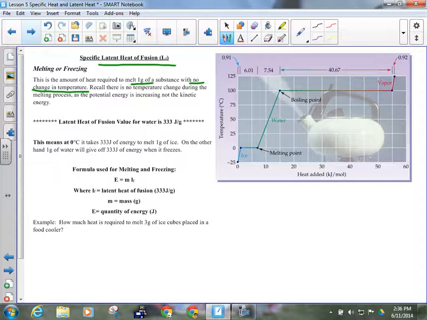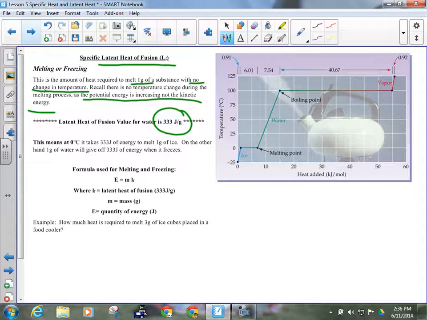All right, remember that when a state change is occurring, temperature is not changing. Okay, so there's no temperature change during the melting process as potential energy is increasing, not the kinetic energy. The latent heat of fusion for water is 333 joules per gram. Okay, 1 gram of liquid water is 1 milliliter.